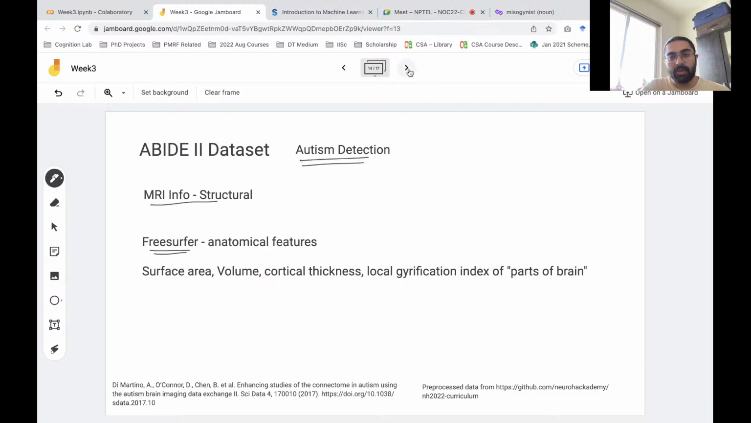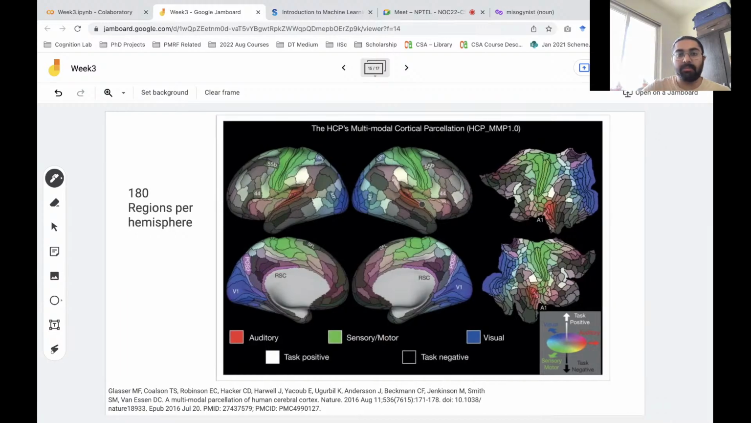So let me just go forward. If you see here, this is, for example, let's say a human brain, and we can get parts of the human brain using different methods. There's something called the multimodal parcellation paper by Glasser et al. This particular paper shows that we can divide the brain into 180 regions per hemisphere.